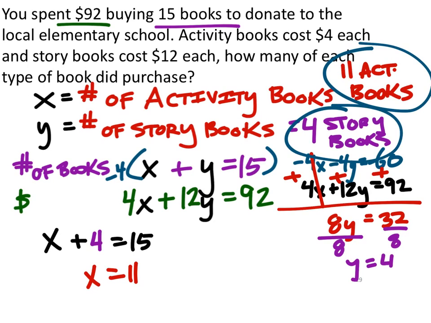But let's check, right? 11 activity books plus 4 story books is 15 books. 11 times 4 is 44, plus 4 times 12 is 48. 44 plus 48 is 92. That would be costs. So we have a total cost of 92 bucks. So we did it.